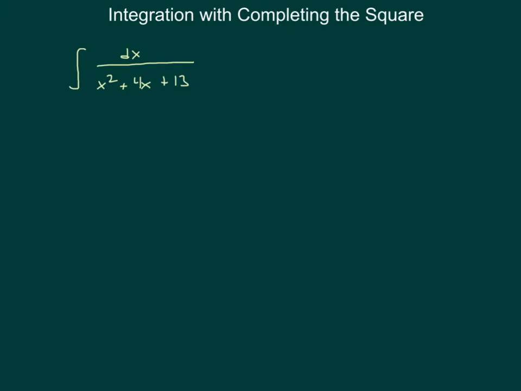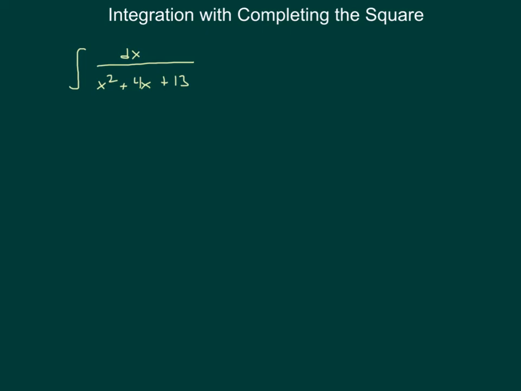So what this does, we're going to take a problem that we can't integrate with the formulas that we have right now, and we're going to modify it. We're going to change it up so that it looks like something that we can actually apply some of these inverse trig integrals to. For example, let's look at this problem here. We have the integral of dx over x squared plus 4x plus 13.